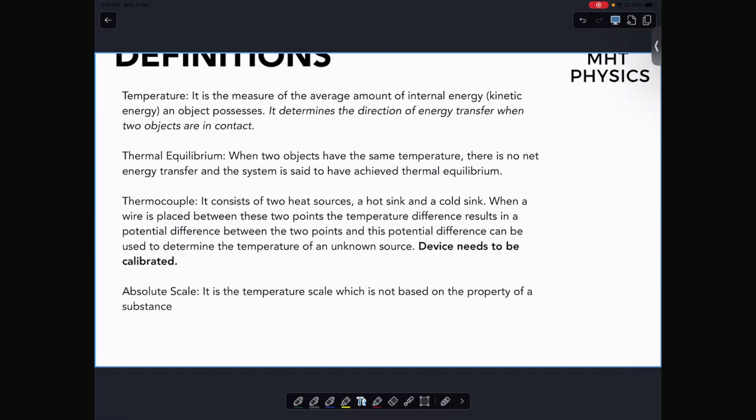specific capacity, latent heat of fusion, latent heat of vaporization, boiling, melting, first law of thermodynamics, second law of thermodynamics, and the first law of the second law.